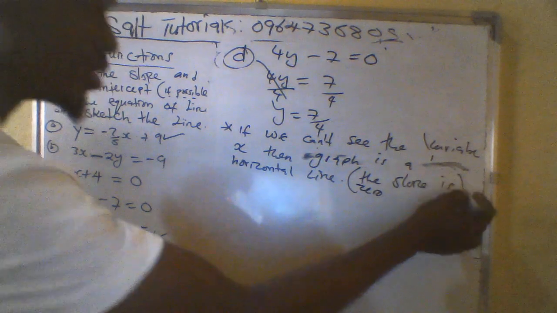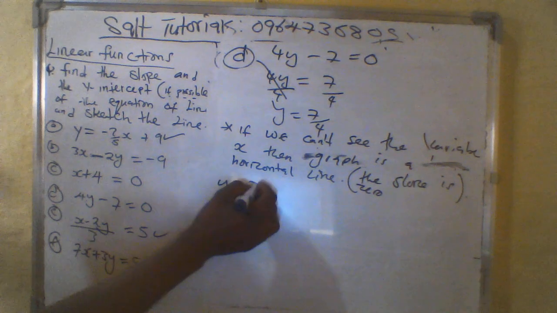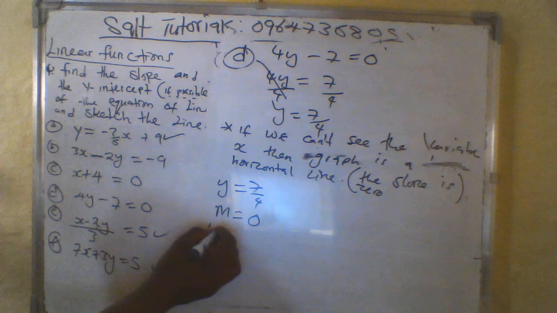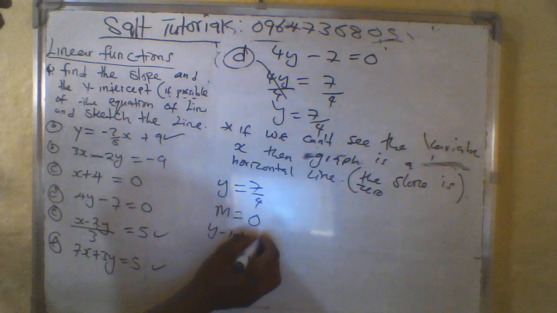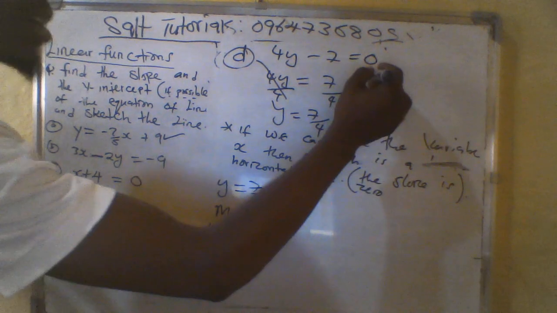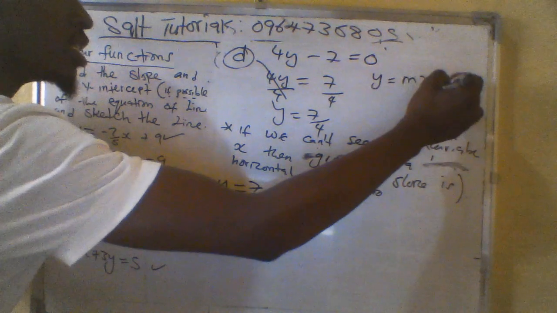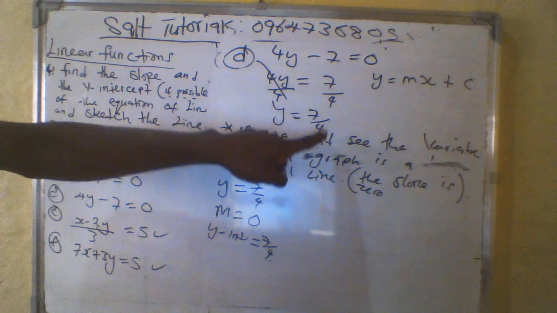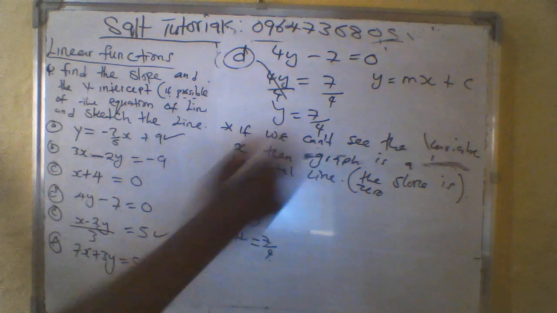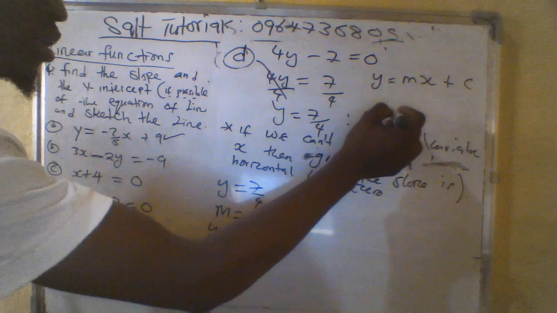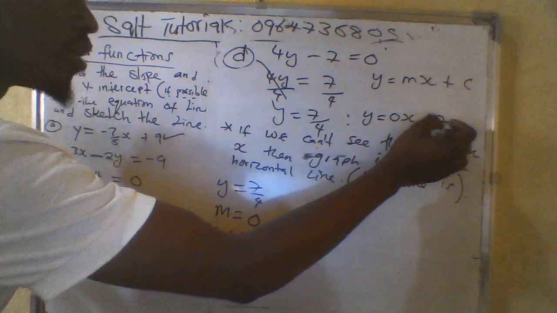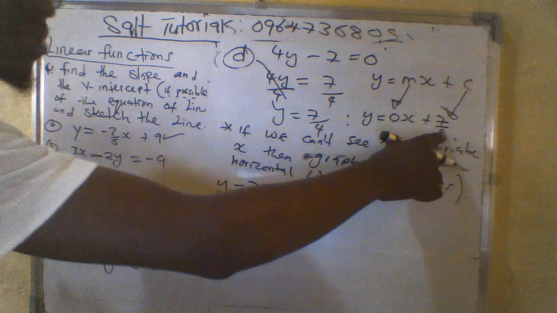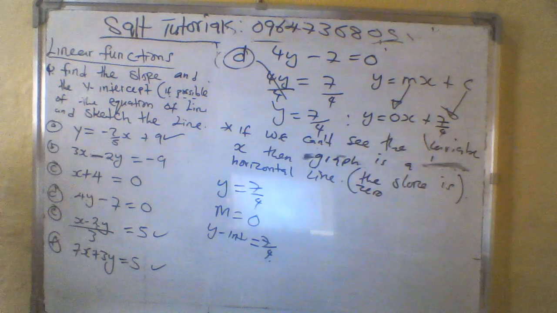That's what it means. So for y equals 7 over 4, we have m, which is the gradient, to be 0. The y-intercept will still be equal to 7/4. Remember, if I connect it to the form y equals mx plus c, the interpretation is that if y is equal to 7/4, it can be written as y equals 0 times x plus 7/4. That is why m is 0 and the value of c is 7/4. So this is my y-intercept, and this is my gradient.